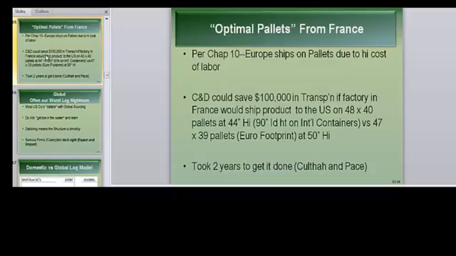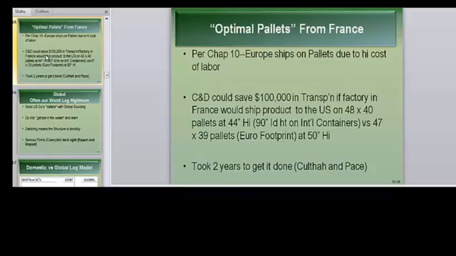Oh, and by the way, the pallets that they use over there are based on centimeters, and they aren't 48 by 40. They wind up being more like 47 by 39. So that's the European footprint. And they had the pallet at 50 inches high, wood and product.